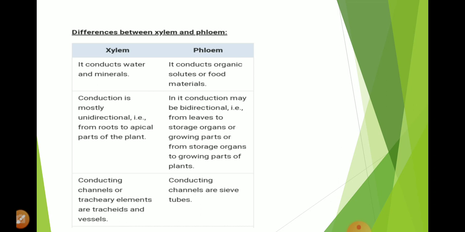Third one is the xylem cells which take part in the transportation are xylem tracheids and xylem vessels. Xylem tracheids and xylem vessels are the channels. They are small pipe-like or tubular structures which help to transport water and minerals from root to the tip. On the other hand, the conductive cells in the phloem are sieve tubes. So these are some differences between xylem tissue and phloem tissue.